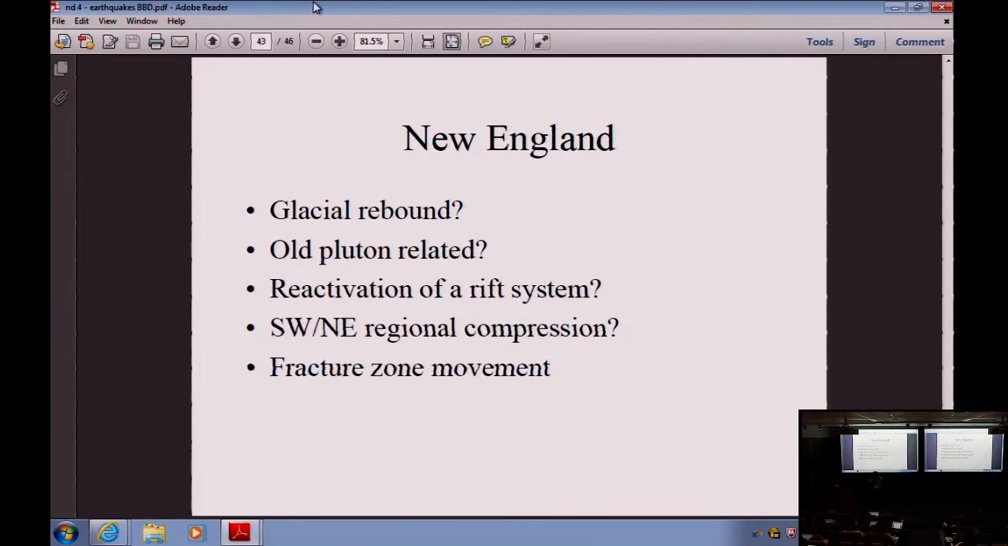We also have, as a result of mountain building events, southwest-northeast regional compression. So we're squeezing from the southwest and northeast in this region. And so instead of tensile, which is fracture zone movement, pulling apart, you're squeezing. And when you do that, you're pushing the rocks together. And again, you get a break.